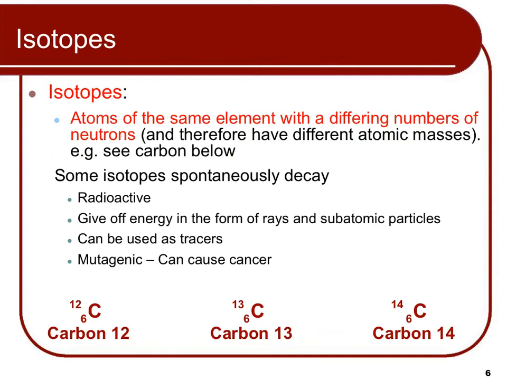Now isotopes. Isotopes are atoms of the same element with a different number of neutrons. So if we take a look down here, this is carbon right here, carbon 12. But now there's a carbon 13 and there's a carbon 14. Well, remember I told you, subtract the atomic number from the atomic mass. Carbon has 6 protons. 13 minus 6 will give you 7. And 14 minus 6 will give you 8. That means this one has 6 neutrons.